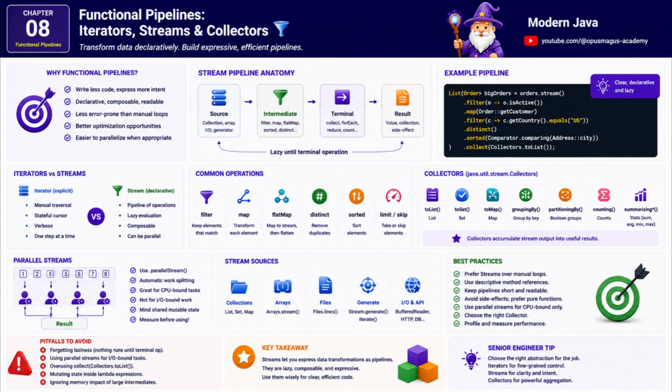In enterprise systems, streams are best used for in-memory transformations, not as a replacement for database queries. If the database can filter, sort, group, or aggregate efficiently, let the database do it. Pulling a huge dataset into memory and then streaming over it is often worse than writing the right query. Streams are excellent once the data is in the application and the transformation belongs in application logic.